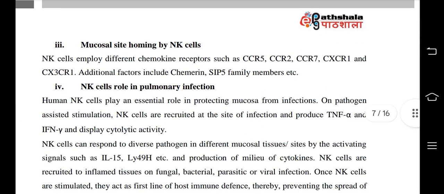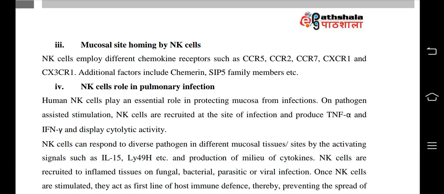Mucosal site homing by NK cells. NK cells employ different chemokine receptors such as CCR5, CCR2, CCR7, CXCR1, CXCR3 and CX3CR1. Additional factors include S1P5 family members, etc.